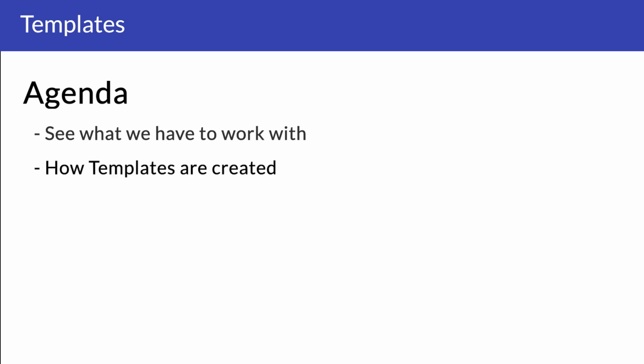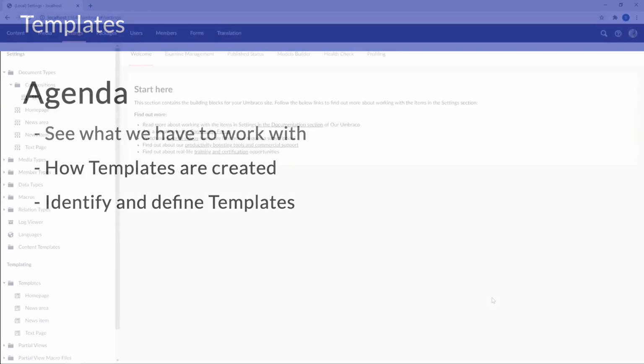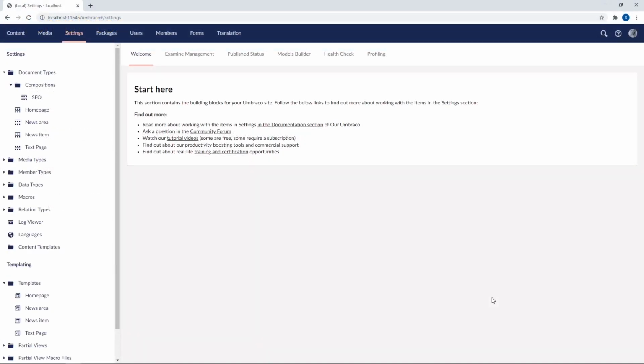First though, a quick look at our agenda for this video. We'll continue working with the site and document types we set up in the previous chapter. So if you haven't watched that yet, I'd recommend that you start there. Here we'll start out by going through that site real quick to see what we have to work with. Then I'll tell you a bit about how templates are created. Next up, I'll give you a quick overview of how to identify and define which template a content node is using. Let's dive in.